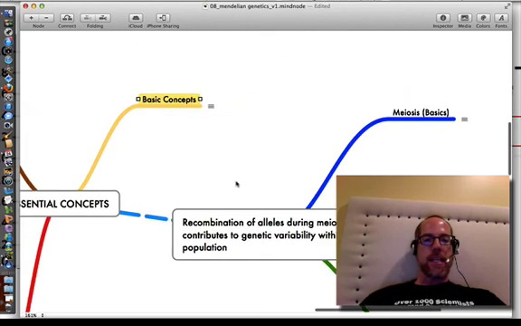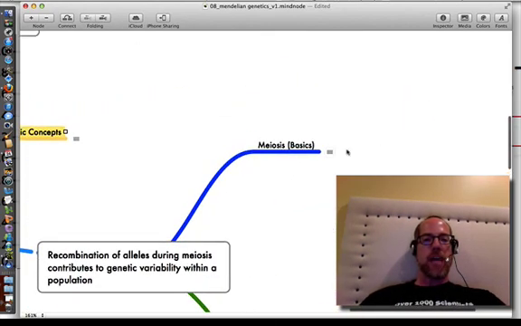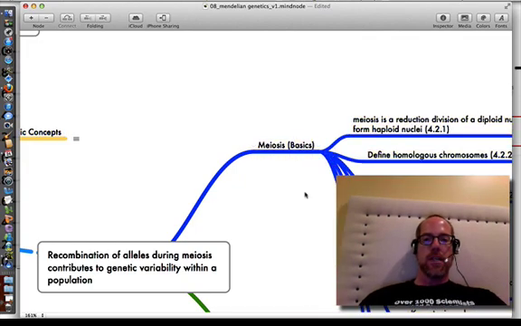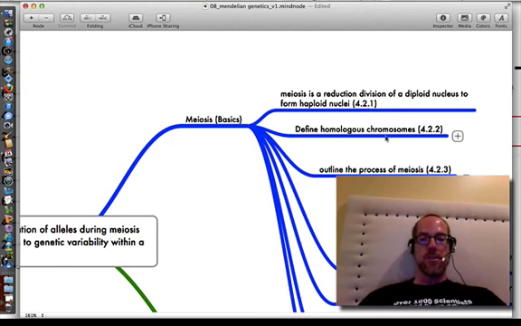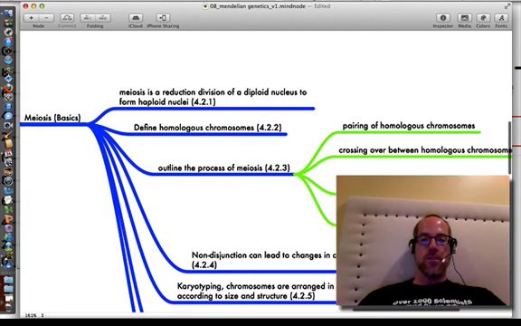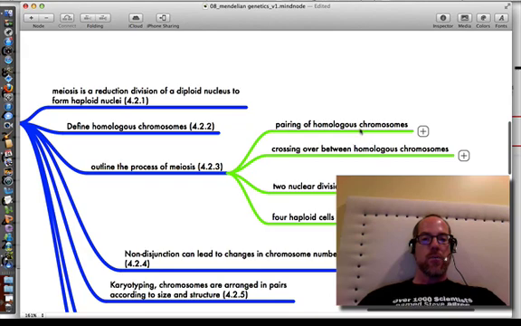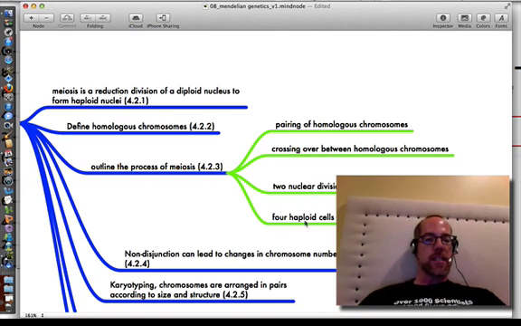Moving past that and getting into the basics of meiosis, here are things that you absolutely positively need to know. You need to know that meiosis is a reduction division of a diploid nucleus to form haploid nuclei. You need to be able to define homologous chromosomes and outline the process of meiosis, going as far as to understand when homologous chromosomes pair up, when they cross over, and the fact that you've got 1 DNA replication followed by 2 nuclear divisions, and that's going to give us our 4 haploid cells.